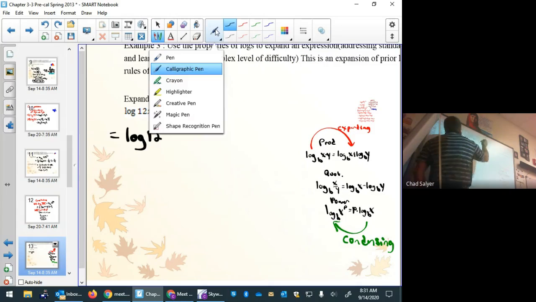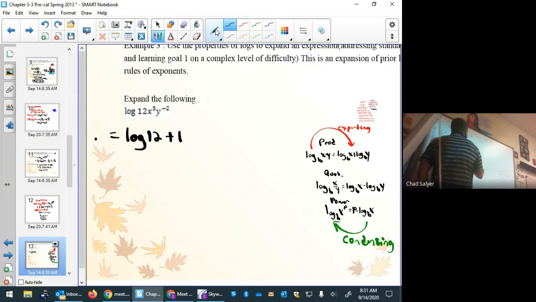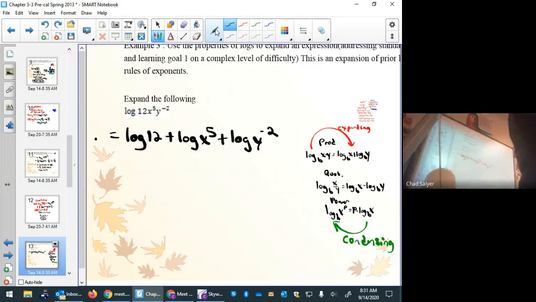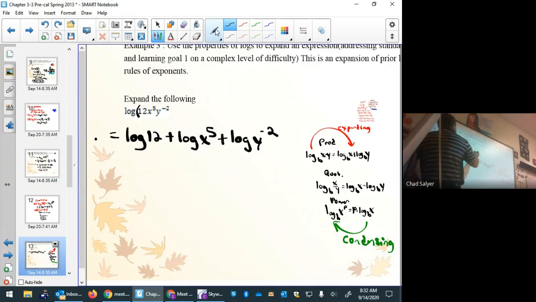So the log of 12 plus the log of x to the 5th plus the log of y to the negative 2. Notice if I have 3 factors in the argument, it doesn't matter. I can apply the product property of logarithms to an arbitrary number of things multiplied together. But this is not really the best way to write it. Even though it is a single term, there are so many factors that it almost necessitates parentheses in this case, just so you understand what's going on.